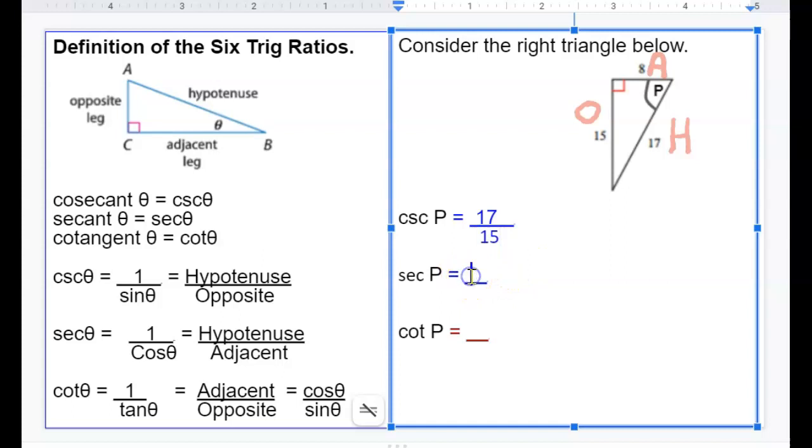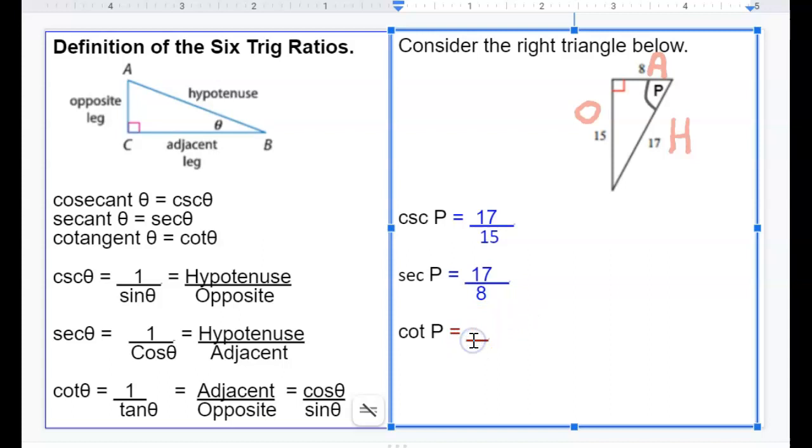Now let's look at sec P. Okay, so sec P, that's secant. By definition, sec P is what? 1 over cos P. And we know that cos is adjacent over hypotenuse, so 1 over that will be hypotenuse over adjacent. The hypotenuse is 17, the adjacent is 8. So it's 17 over 8.